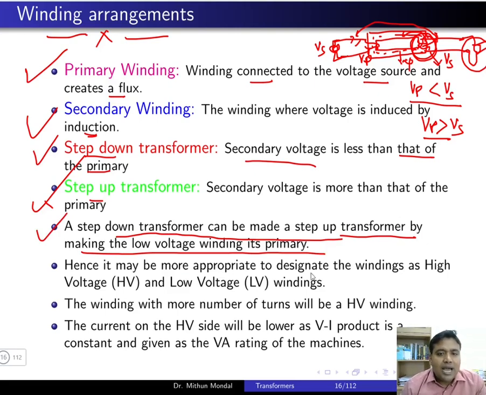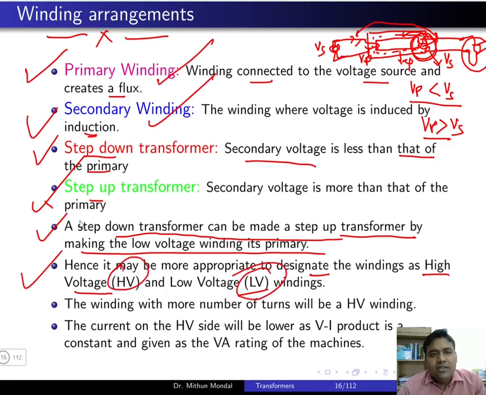Hence, it is appropriate to designate the winding as high voltage and low voltage winding. So we do not say a winding to be primary winding or secondary winding, rather we designate the winding as low voltage winding and high voltage winding. Which side you make primary or secondary is the user's choice. However, the designation will be given in terms of low voltage winding and high voltage winding.